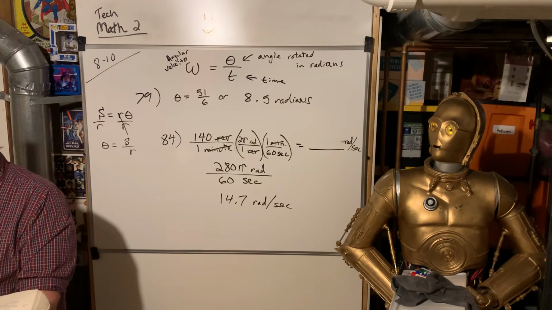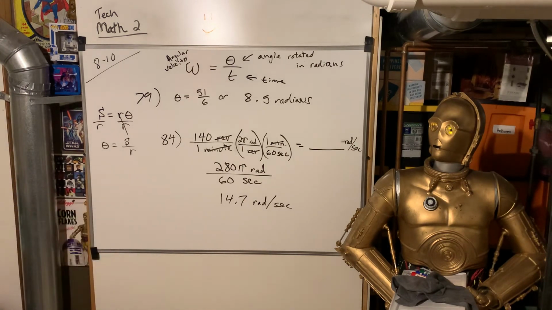So linear velocity and angular velocity. Let's jump. How many more sections do we have? Oh, you know what? I'll do 11, 12, and 13 next.